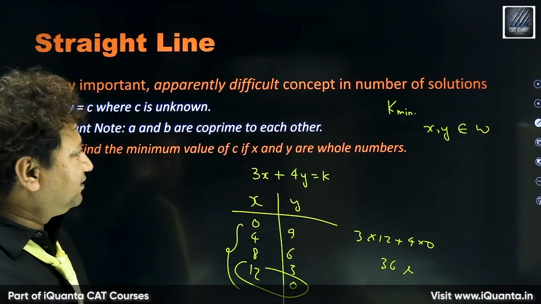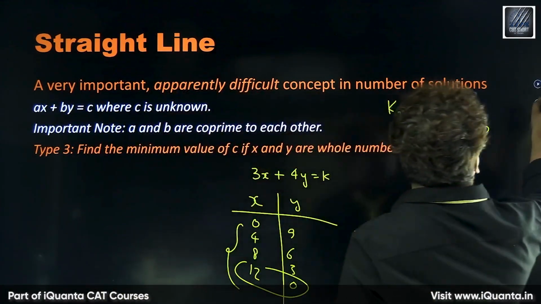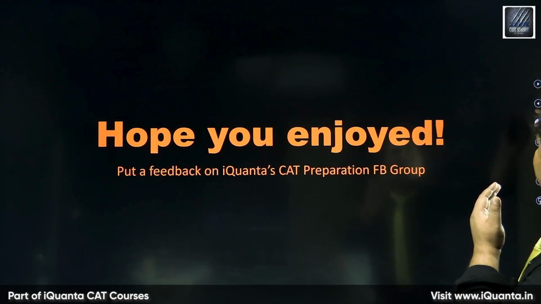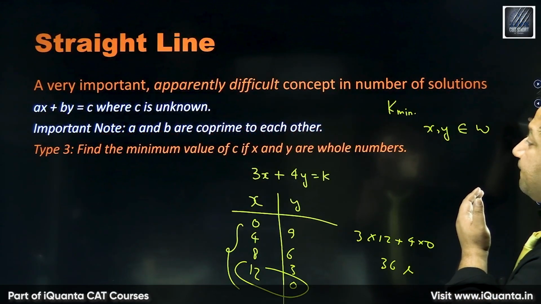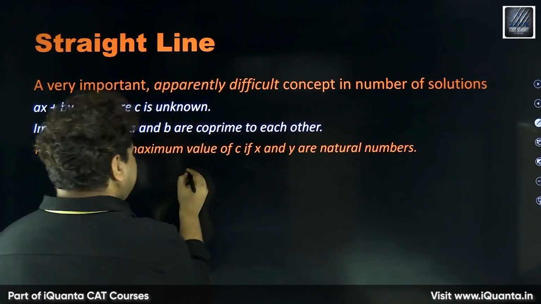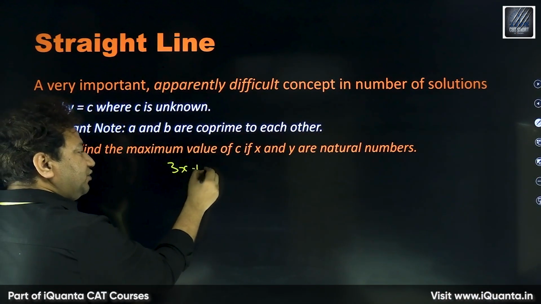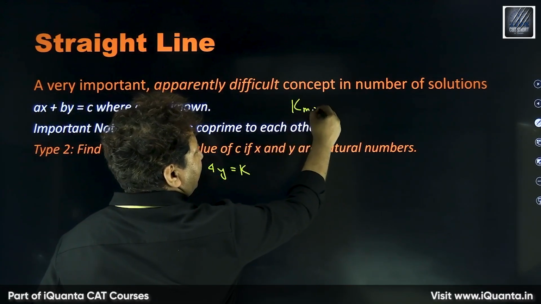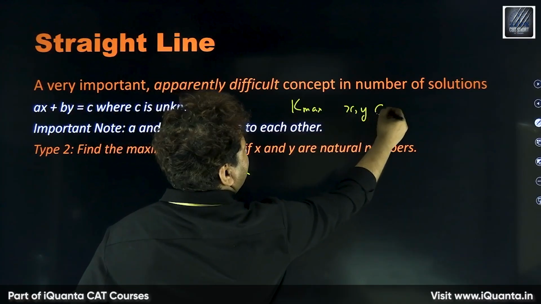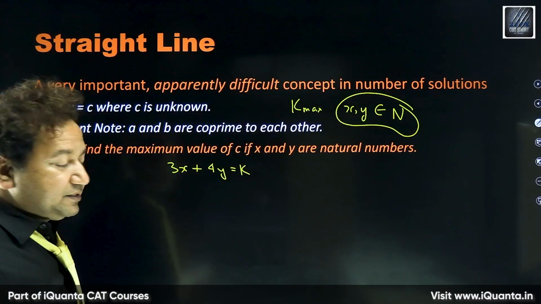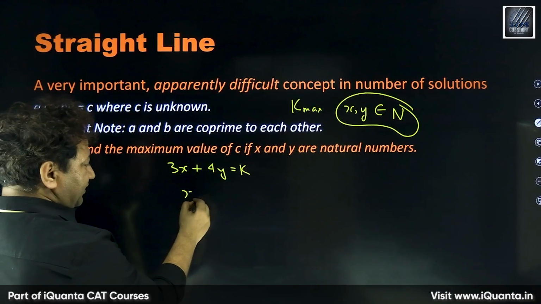Interesting, isn't it? Now, the two types which are left, I hope you guessed it right. What is the value when we have to find the maximum, k max? So for the same question, 3x plus 4y is equal to k, I need to find the maximum value of k where x and y both belong to the set of natural numbers. So x and y here.